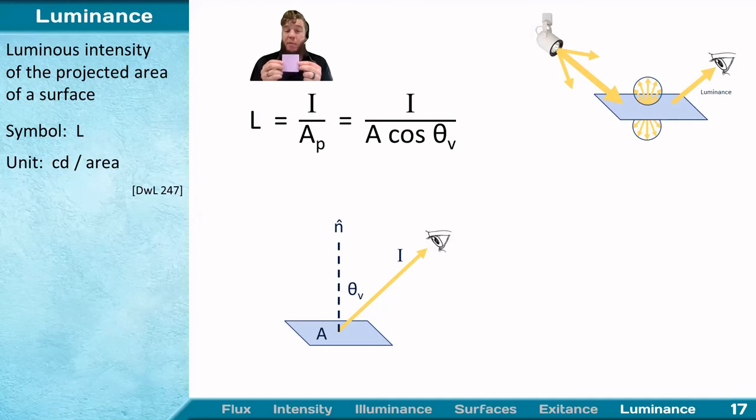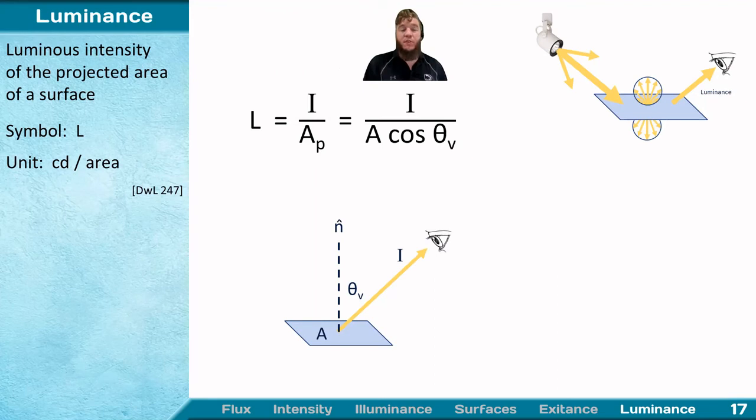So this isn't about the actual area of this surface. It's actually about how big that surface is from your point of view. And so as I rotate that surface more and more, the apparent area or the projected area of the surface decreases again with the cosine. That's our cosine law coming up yet again. So we can expand this equation out. Instead of L equals I over AP, we can say luminance is equal to the intensity over the area of the surface multiplied by the cosine of theta sub V. Again, this is very important to get our thetas correct.